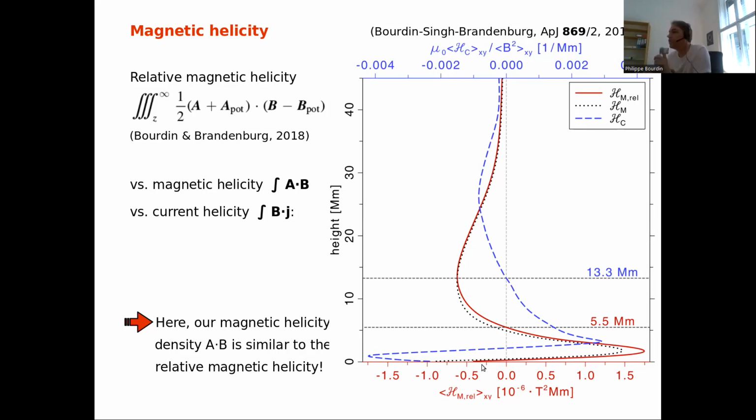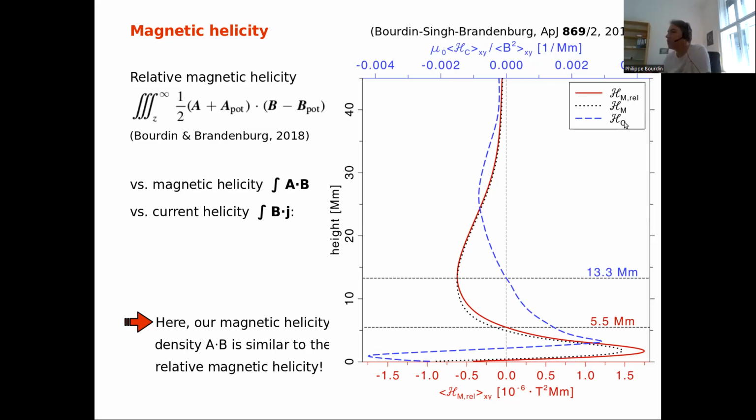Now let's compare that with the same quantity, but gauge dependent. So that is our helicity density, which I plot here as HM. We also average that in each height layer. And then you see this is the dotted line, and it pretty much follows the red line. Of course, there's some difference between them, which might be due to local changes in the gauge of A, but the general trend is conserved. So that makes us confident that the plotting of the helicity density was at least not totally wrong. So we have a clear coincidence between magnetic helicity density and relative magnetic helicity density.